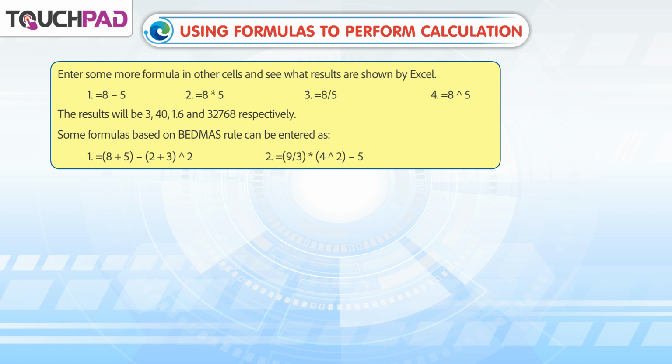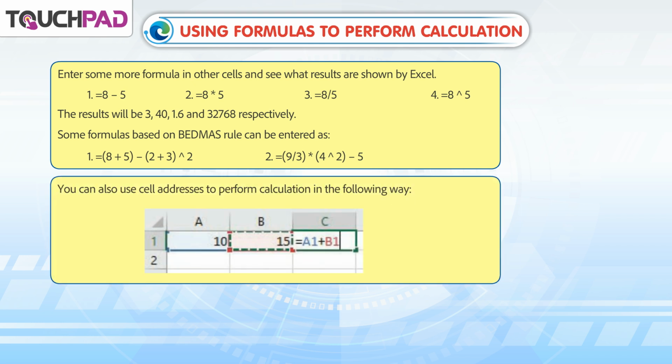Some formulas based on the BODMAS rule can be entered as: 1: equal to 8 plus 5 in bracket, minus 2 plus 3 in bracket, exponentiation 2. 2: equal to 9 divided by 3 in bracket, multiplied by 4 in bracket, exponentiation 2 minus 5.